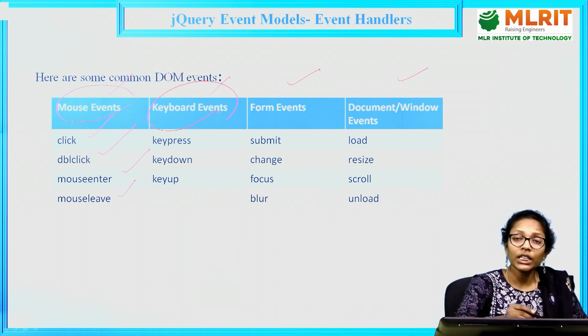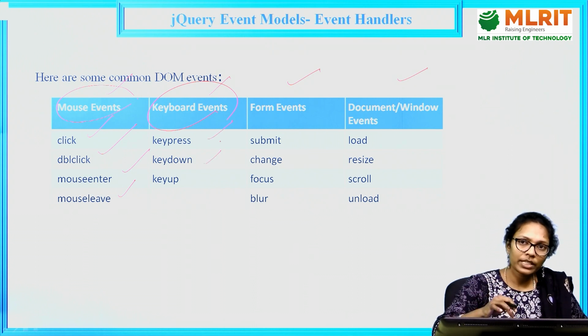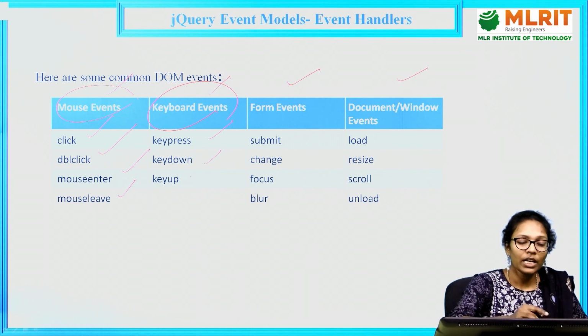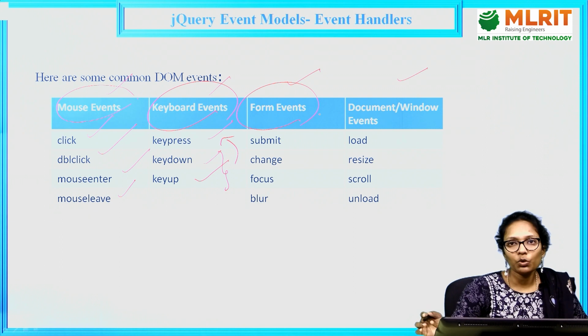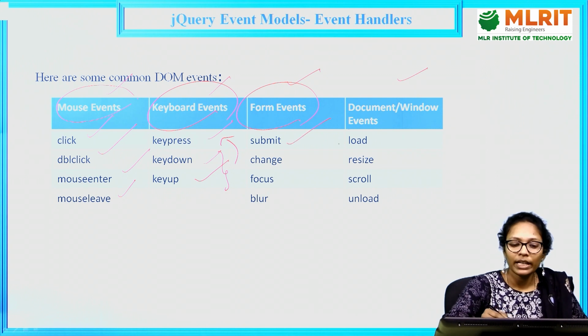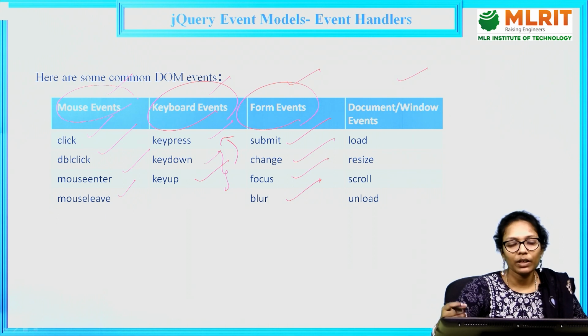In the same way, there are events related to the keyboard. When I press a key, it will be in the down state. When I release the key, it will be in the up state. If I combine these two, the key press event will be generated. In the same way, there are events related to forms. If I submit the form, if I change any content in the form, if I get the focus of a form element, and if I blur, that is, if the form element loses the focus.